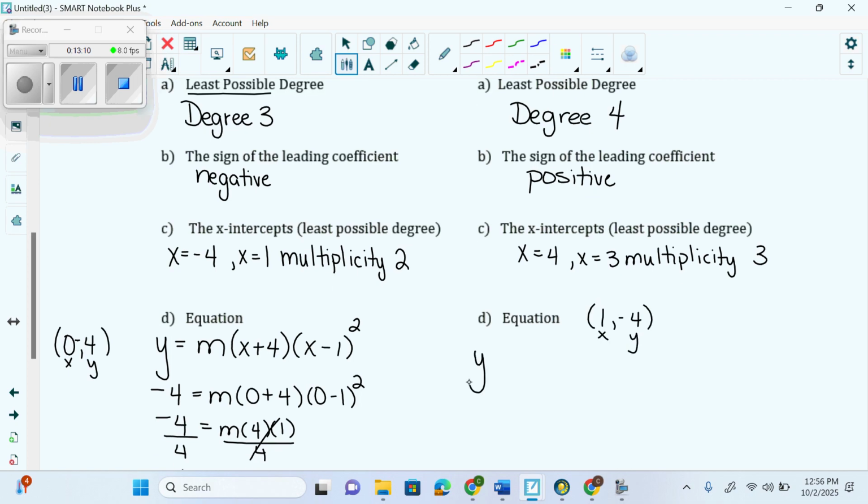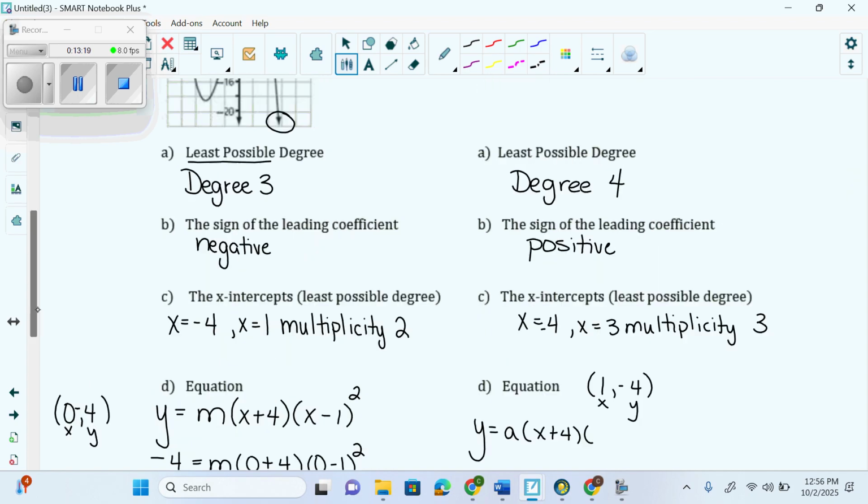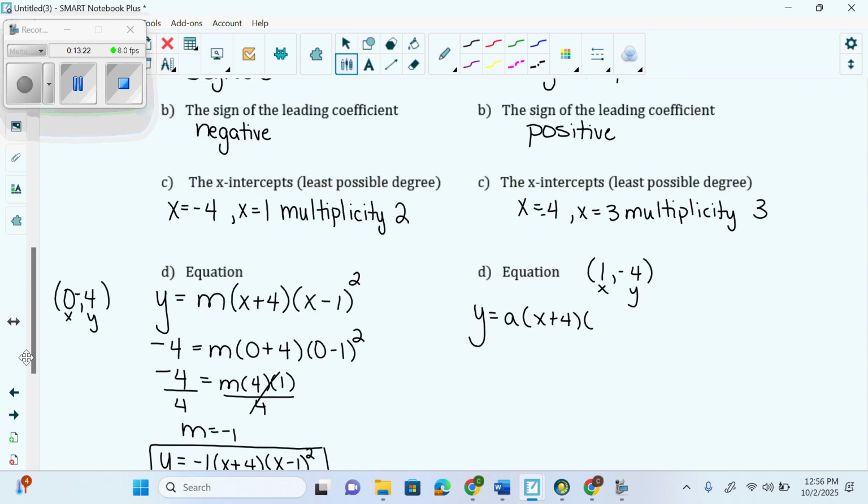I'll set up my equation. Y equals a times (x minus 4). This is -4, isn't it? Was it -4? (x plus 4), and then (x minus 3) cubed. So then I'm going to get -4 equals a times (1 plus 5), (1 minus 3) cubed. -4 equals a times 6. -2 cubed is -8. -4 equals -48a. How did you magically turn the 4 into 5?